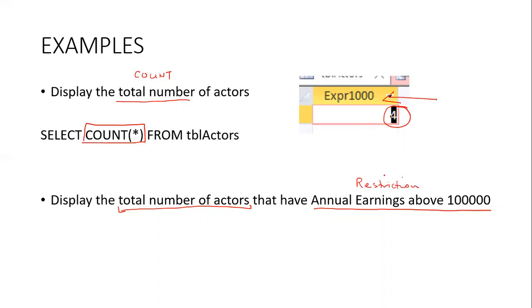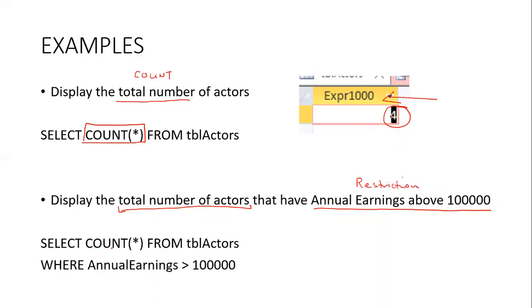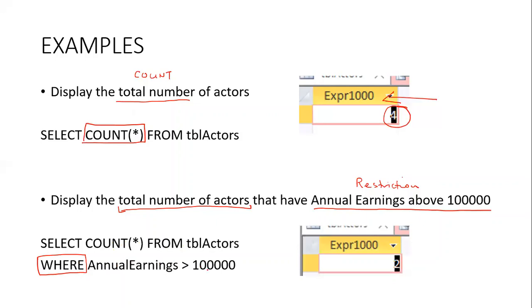So in this case, we will say select count star from TBL actors. And how do we put in a restriction? We make use of the where clause, where annual earnings is greater than 100,000. So this will count up the number of records that have an annual earning greater than 100,000. And in this case, we've got 2 actors that have an annual earning above 100,000.